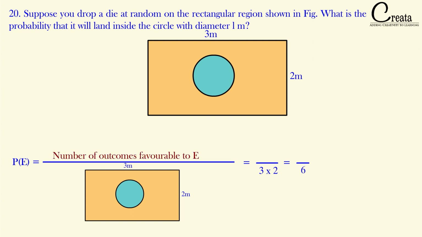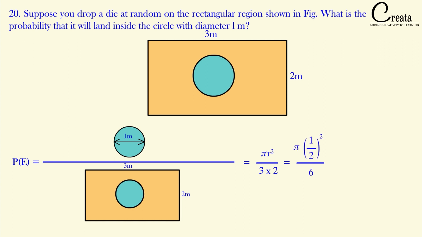The favorable case: we have to find the probability of the die landing on the circular region. So that is our favorable case, the circular region. This circular region of diameter 1 meter will come in the numerator. That is the area of this region, pi r square. Diameter is 1 meter, so the radius will be half meter. So the area is pi into (1 by 2) square. On solving, we got the answer as pi by 24. So this is the answer.